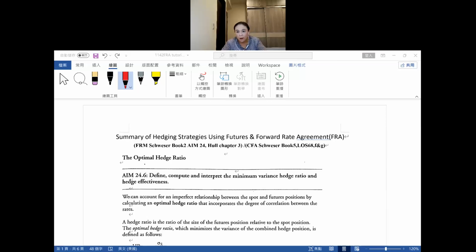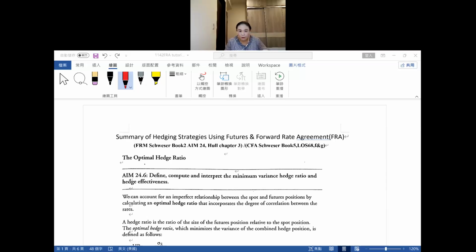And before that, the first part is actually what we learned in the midterm exam, which is regarding the optimum hedge ratio: how do we calculate the number of contracts we should long or short in terms of a hedging strategy by using futures contracts.